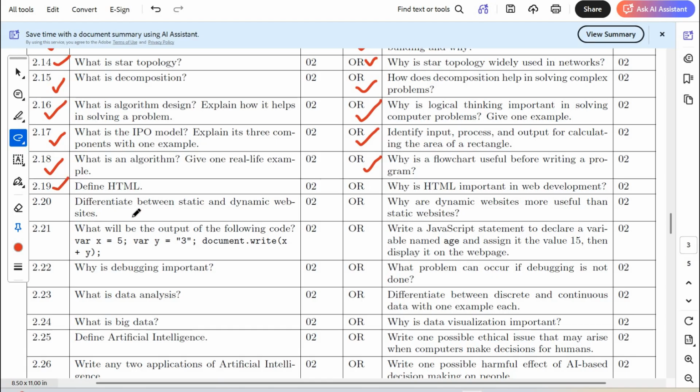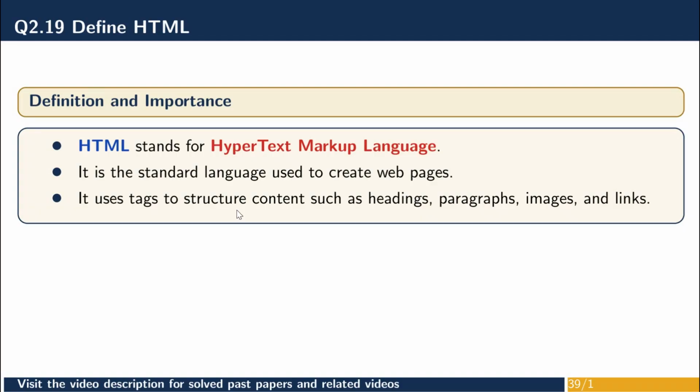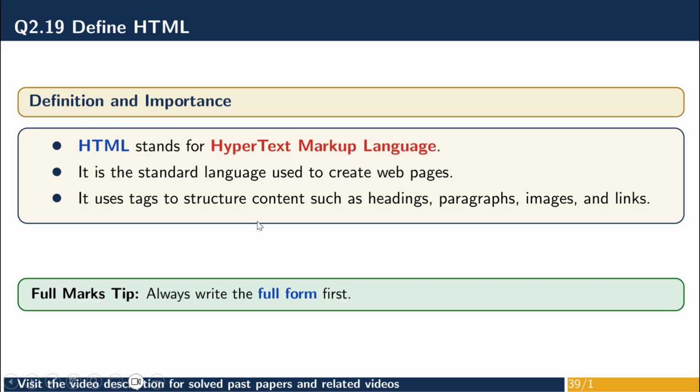Question 2.19 is define HTML. HTML stands for Hypertext Markup Language. It is the standard language used to create web pages. It uses tags to structure content such as headings, paragraphs, images, and links. Full marks tip is always write the full form first.